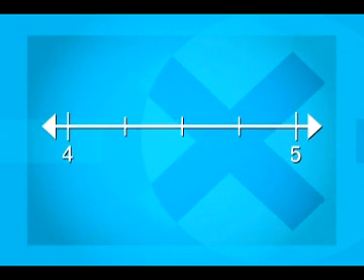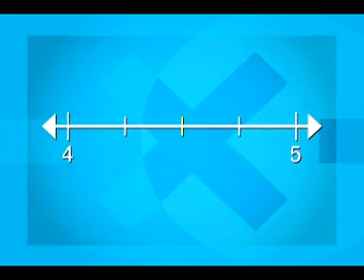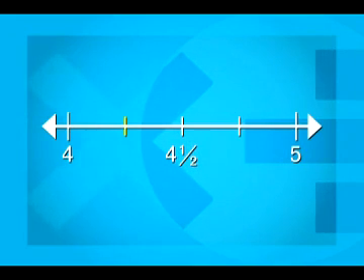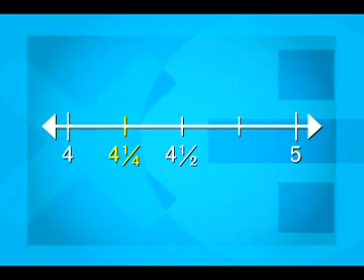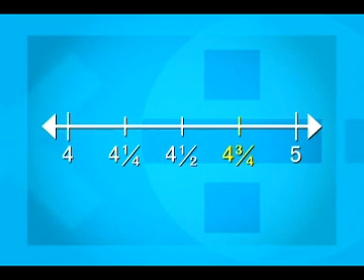Say between 4 and 5. Okay, see the marks between 4 and 5? Halfway between 4 and 5, we've got a mark. That's 4.5, a fraction. Notice 2 other marks between 4 and 5. The one closest to 4 is 1/4 of the way from 4 to 5. That's 4.25, another fraction. The one between 4.5 and 5 is 3/4 of the way from 4 and 5. That's 4 3/4, yet another fraction.